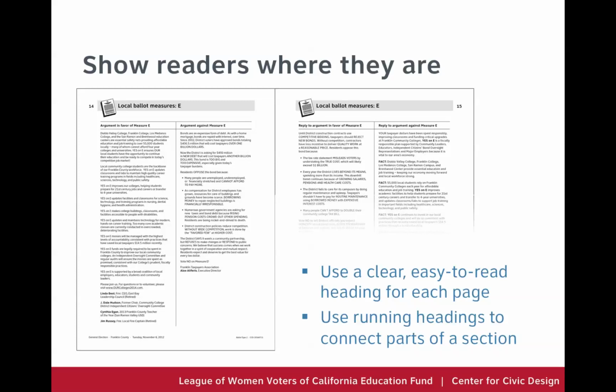They know they're in the explanation of a local ballot measure. But in reality, what we're suggesting you do is put an easy, clear, bold heading at the top of every page that literally labels what's going to be on that page, and continue to do that even if a topic such as the explanation of local ballot measure E extends across multiple pages. So use running headings to connect those parts of the section so that a reader can continue to find, okay, this topic covers these 6 pages as I go through the document.